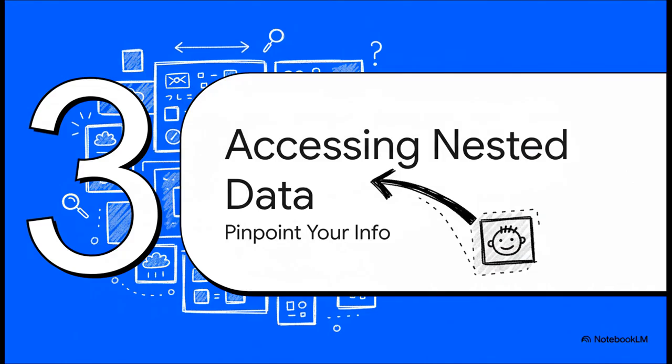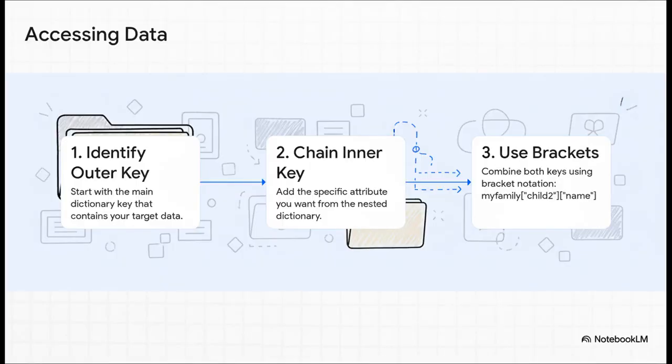All right, we've built our nested dictionary. Awesome. All our data is tucked away nicely inside. But now what? How do we get stuff out? Like, what if I just want to know the name of one of the kids? How do we do that? Getting the data out is actually a really logical process. The best way to think about it is like clicking through folders on your computer, right? First, you pick the main folder, that's your outer key. In our case, let's say it's child 2. Then, inside that folder, you pick the file you want. That's your inner key, like name. And then, you just put them together using brackets.